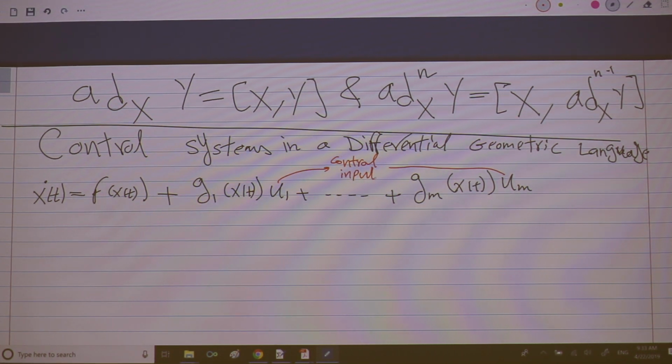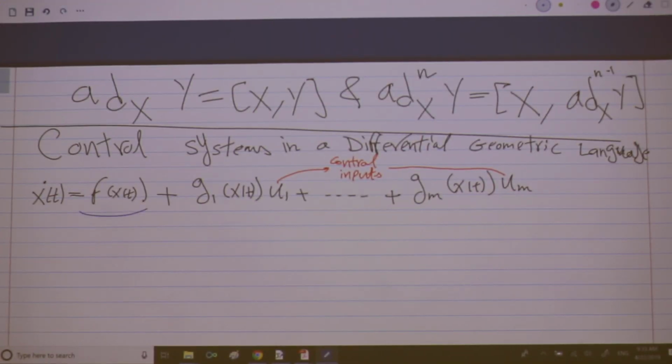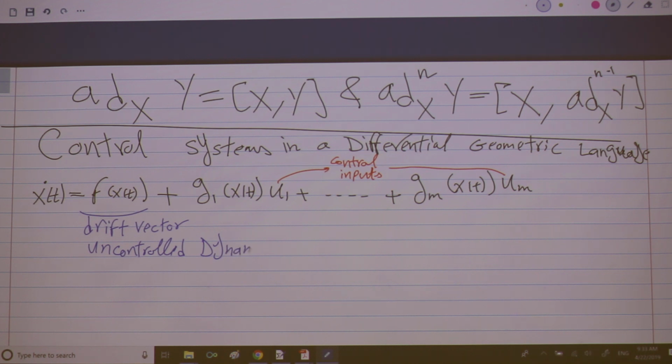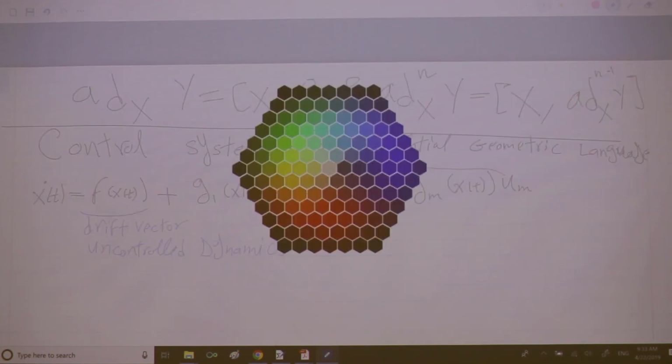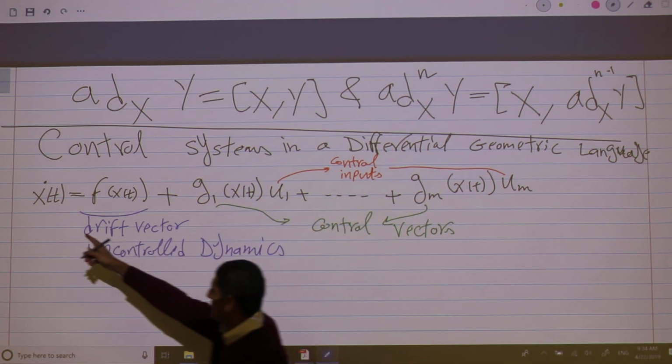can use to manipulate your system, manipulate your differential equation. F, what we usually refer to as drift vector, which is basically the uncontrolled dynamics. So if you switch off all your control inputs, your system will naturally evolve on its own with this dynamics, given by F. Okay. These guys, the G's, are what we call control vectors. So each G is the effect of your input, U, on the system.